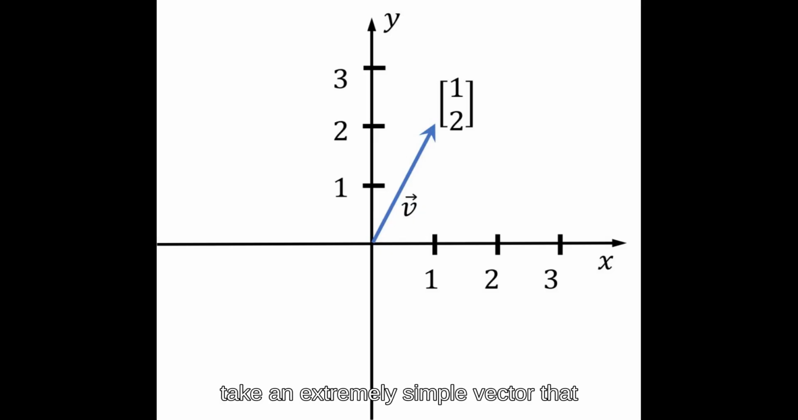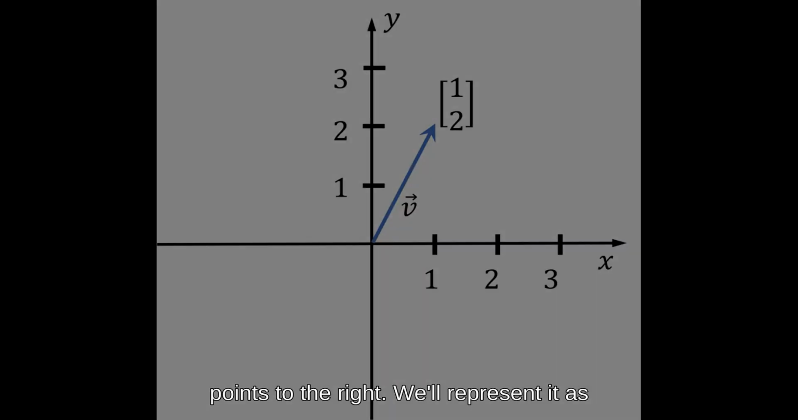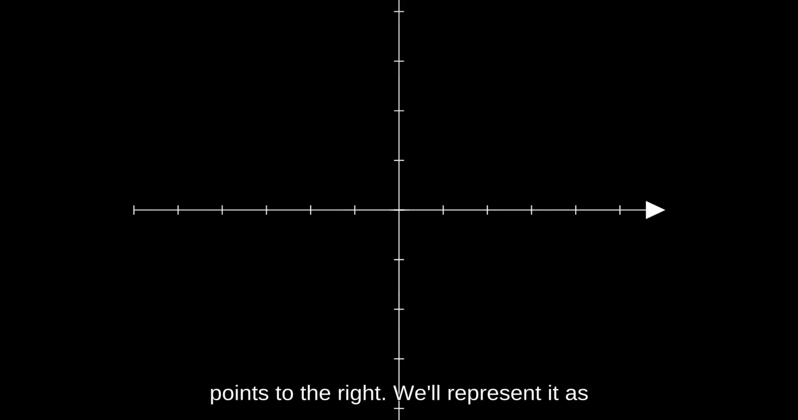So let's take an extremely simple vector that points to the right. We'll represent it as 1, 0, 0. You can see that when we imagine the tail of this vector is on the origin, the tip lands on the point 1, 0, 0. So this vector is going in the x direction.